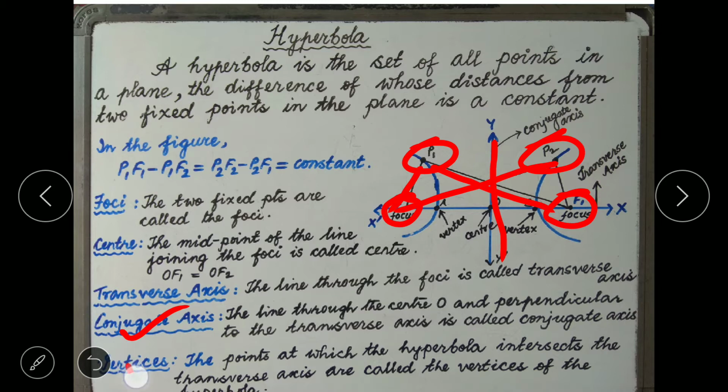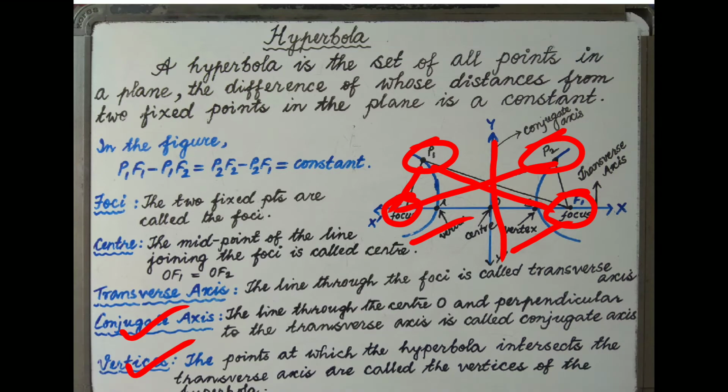Next is the term vertices. The two endpoints of the transverse axis. That means I am talking about the point A and the point B. These 2 points A and B, we call the vertices of the hyperbola.